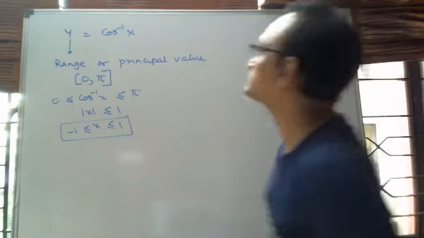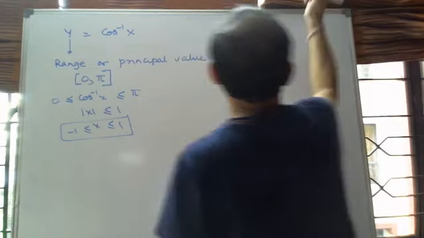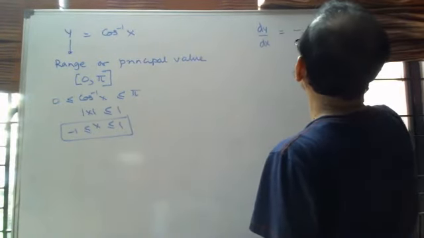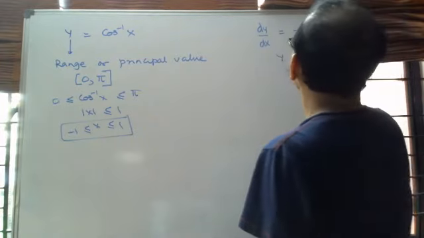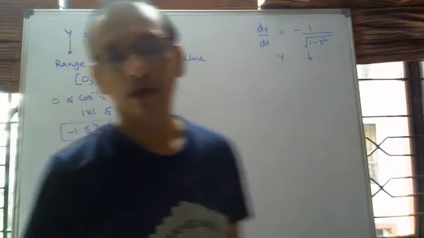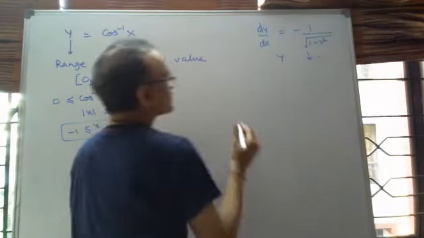Its graph: d by dx is -1/√(1 minus x squared). So y must be a decreasing function of x, right? Let me draw the graph of cos inverse x.